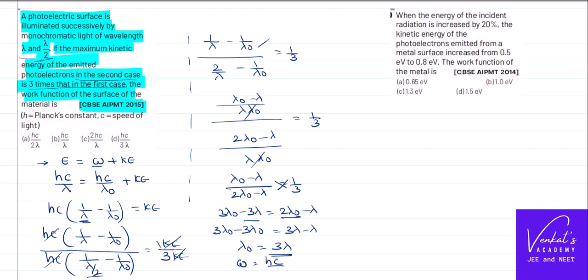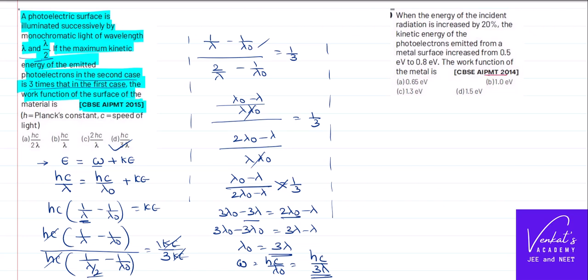Now we want the work function. Work function is hc by lambda naught, that is hc by, in place of lambda naught I can write 3 lambda. So that will be the answer for that problem. Even the next problem is also relevant to that. Look at the next problem.